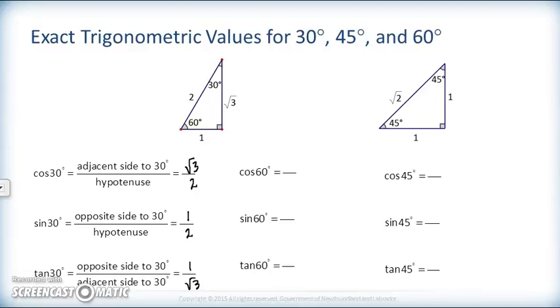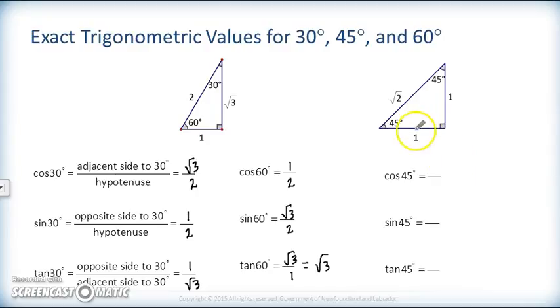The cosine of 60 degrees: the adjacent for the 60-degree angle is now the 1, and the hypotenuse is 2. The sine of 60 degrees: opposite is root 3 for the 60-degree angle, 2 for the hypotenuse. The tan of 60 degrees is opposite, which is root 3, over 1. And of course, because we're only dividing by 1, that can be simplified to just the square root of 3.